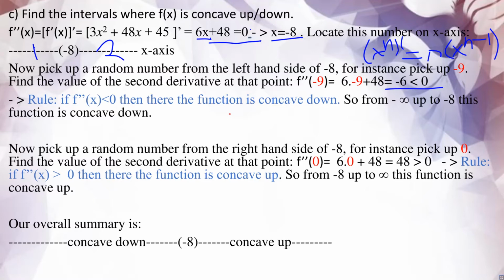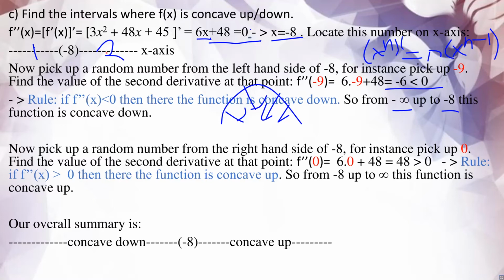So it should look like a part of such a curve. Okay, it should be looking downwards. Okay, where does this interval start? At minus infinity. There is no end of it on the left-hand side. So from minus infinity up to minus 8, this function is concave down. That's our conclusion. Now I will do exactly the same things now at the second interval.